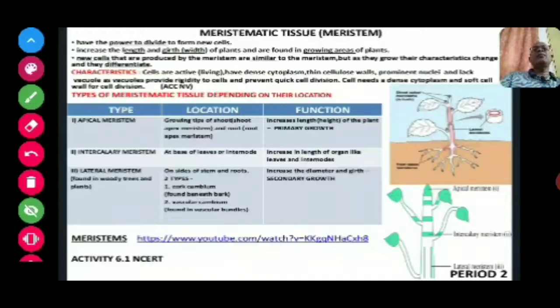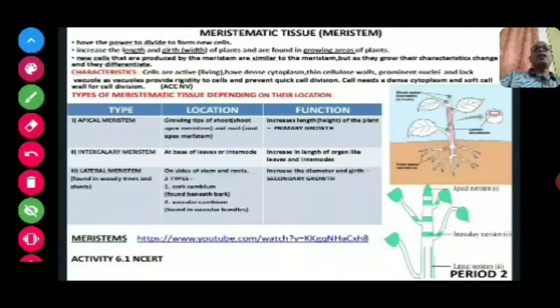What are the characteristics of the meristematic tissue? First important characteristic is that they are active. Active means they are living, and they have dense cytoplasm, thin cellulose walls, prominent nuclei, and lack vacuoles. Vacuoles provide rigidity to cells, and they prevent quick cell division. Actually a cell needs dense cytoplasm and a soft cell wall for cell division, and meristematic tissue has dense cytoplasm and a soft cell wall. So that's why they are able to divide continuously.